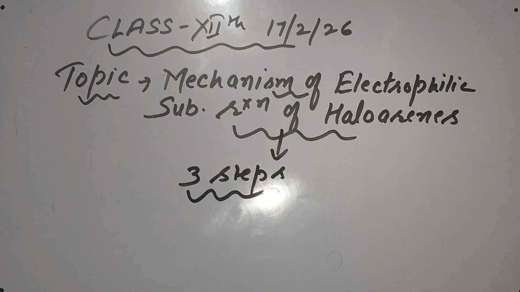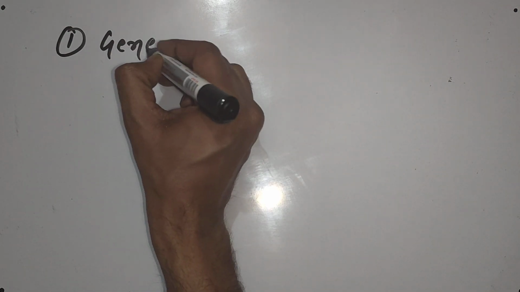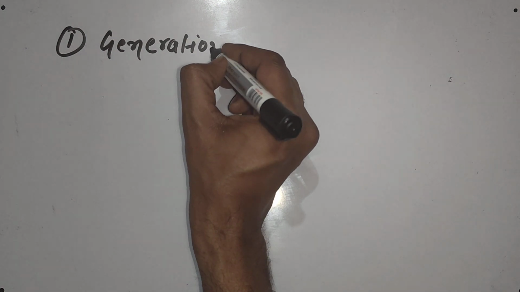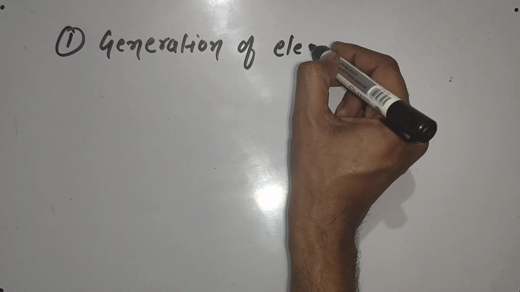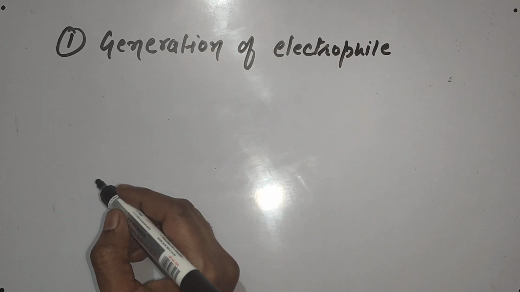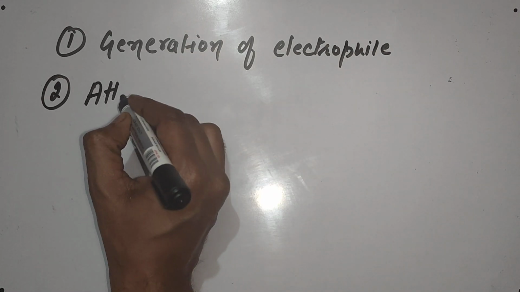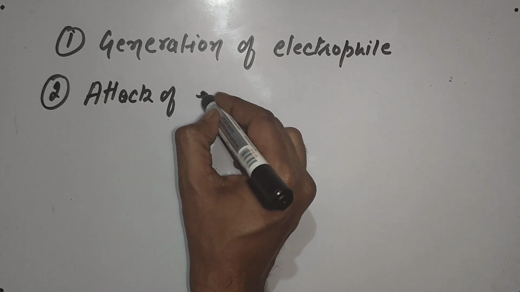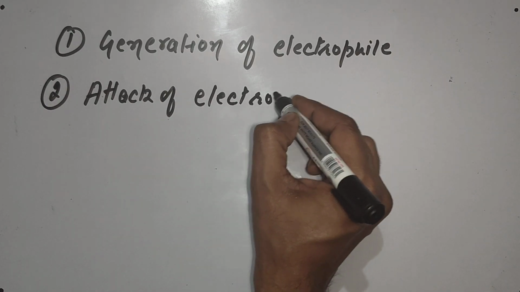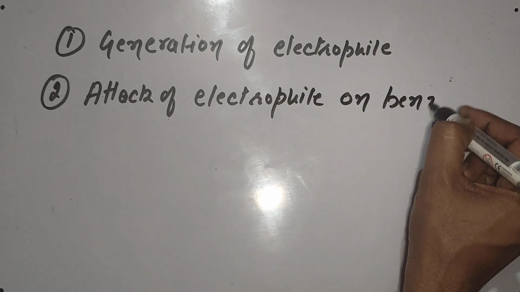of three steps. What are those steps? Let's write down. Step number 1 will be generation of electrophile. Our chemicals will create electrophile. Second step will be attack of electrophile on benzene ring.